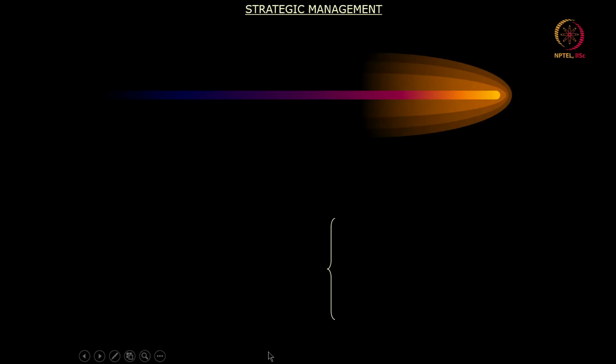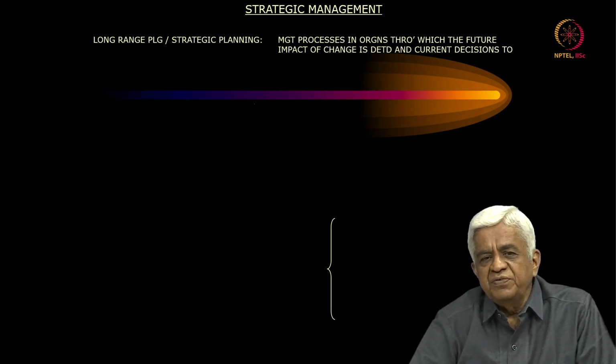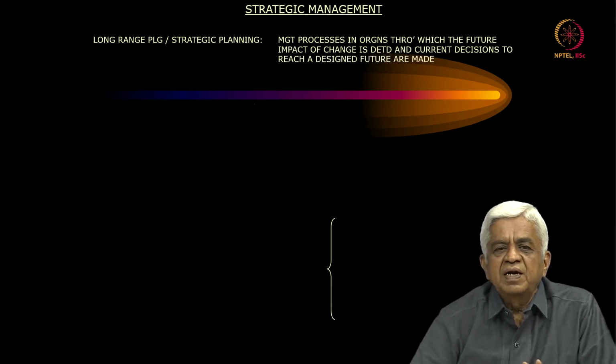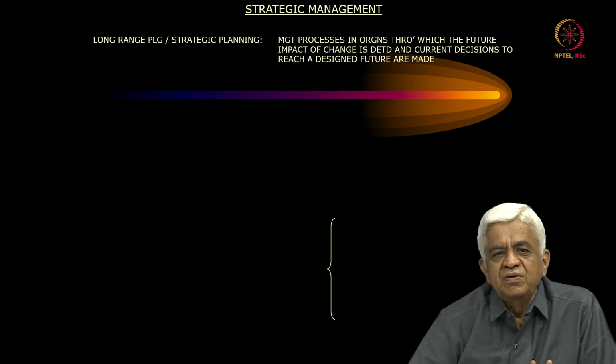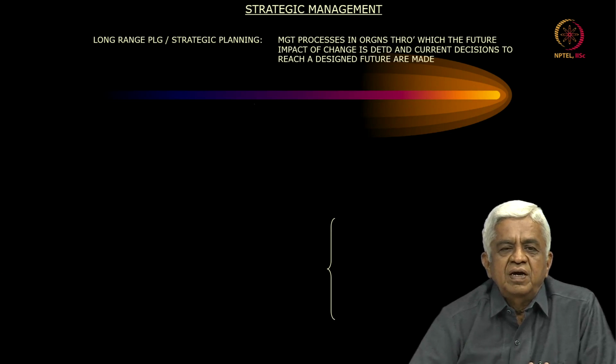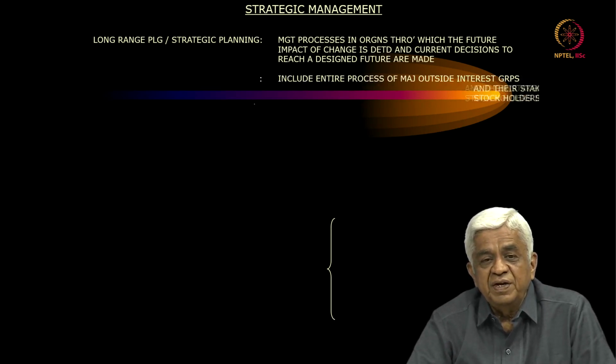With this, we will come to what we understand by strategic management in the formal context in organizations. If you look at a formal definition of strategic planning, it can be looked at as management processes in organizations through which the future impact of change is determined and current decisions to reach a designed future are made. So, you visualize the scenario, and as I said, we are visualizing the scenario for the next quarter only in the present day context.